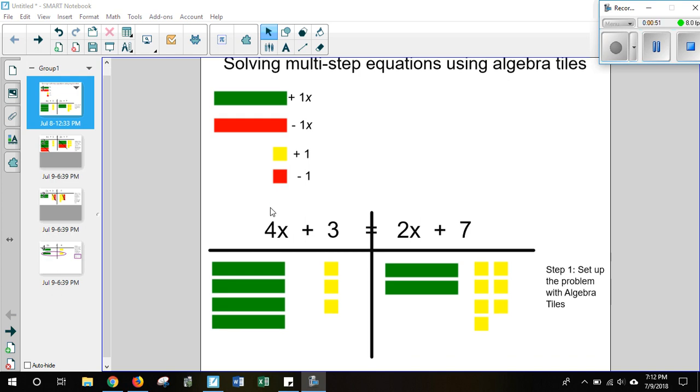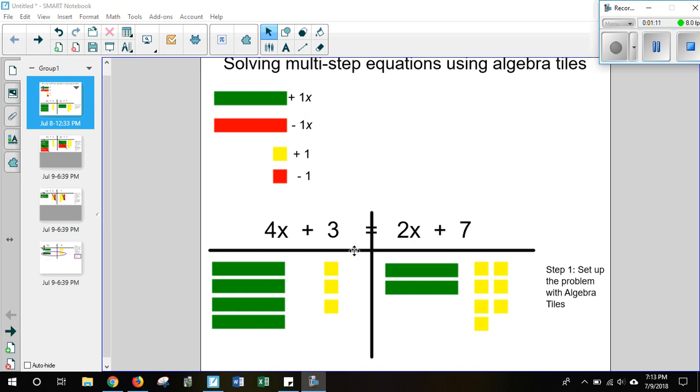Let's take a look at the equation that we're going to solve together today. The equation is 4x + 3 = 2x + 7. Now notice I've divided my equation into two equal parts by the equal sign. I'm going to refer to these as the left side of my equation and the right side of my equation.